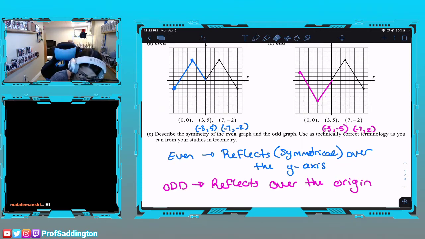I gotta fix that one line. It does not look good. It's a little better. All right. So even reflects over the y-axis and odd is through the origin. So all of that stuff on the front page, my definition, the graph and the points, and this part C, that you're all going to need for your homework tonight.